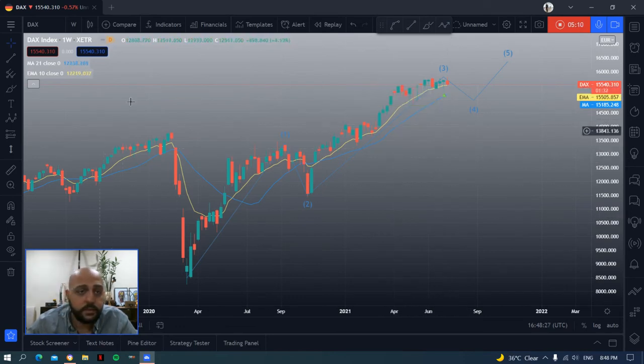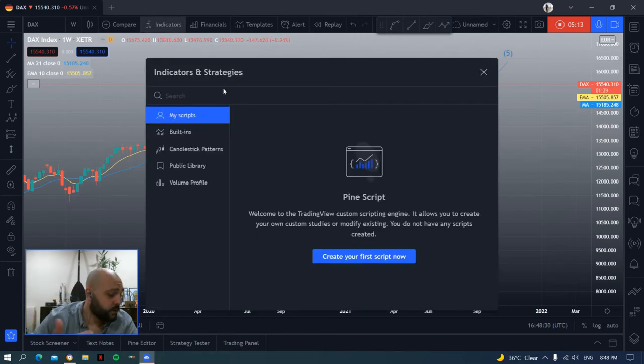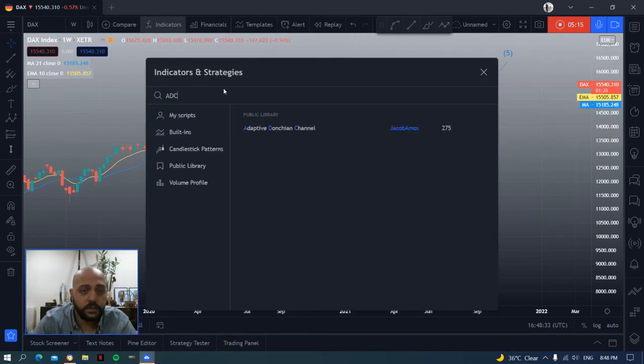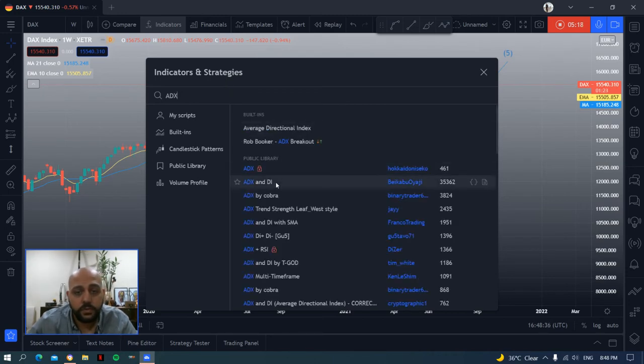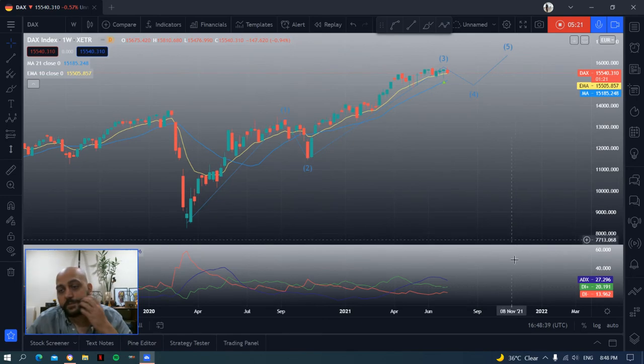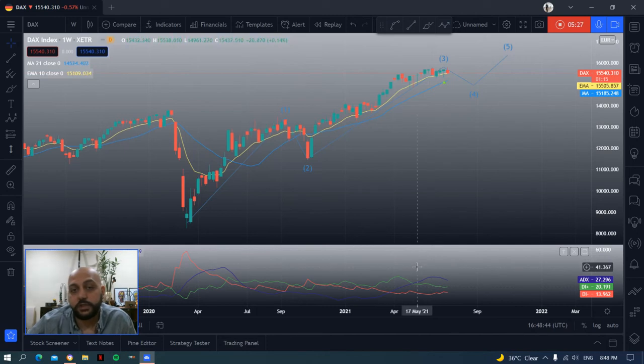But let's test some more indicators and see how the market is doing. So let's go with the ADX, and let's add the DI lines. The ADX is at 27.296. That's showing us the market is currently trending. The DI plus is trending above the DI minus, which is basically a bullish sign. So it's actually showing strength in the market right now, with the market being in a trending position. Looking at divergence, there doesn't seem to be any divergences in the market.